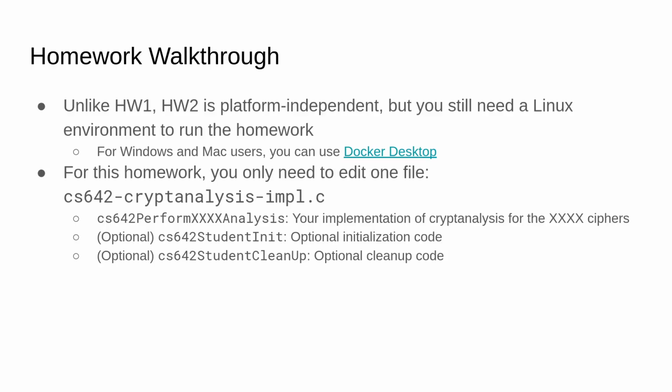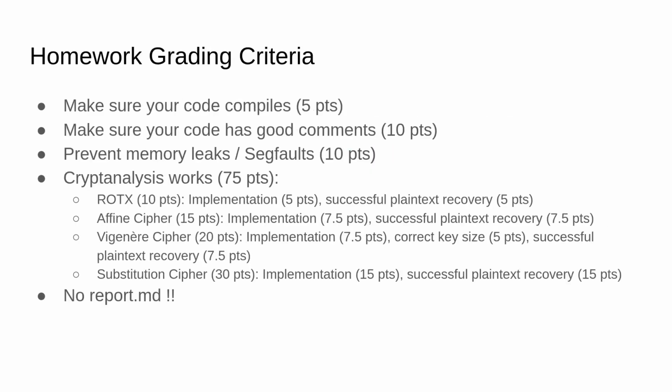Finally, here's the homework criteria. You can get a bunch of free credits just by making sure that your code compiles and that your code has good comments and no segfault happens. If you've done all these simple challenges, then you can get a minimum of 25 points.